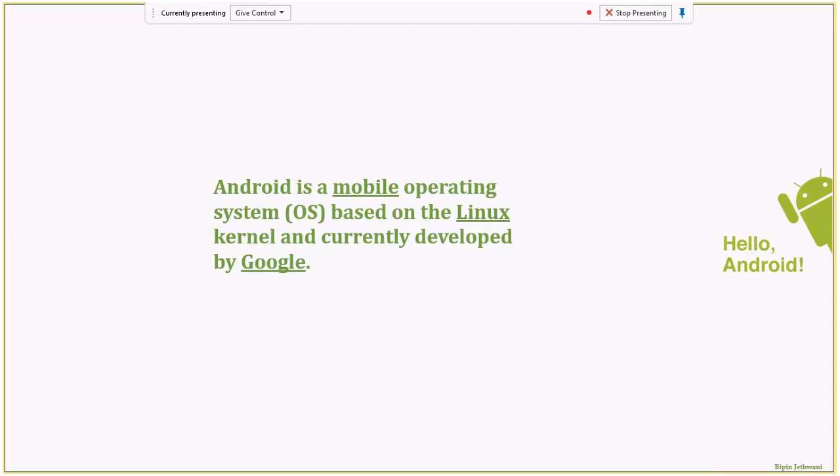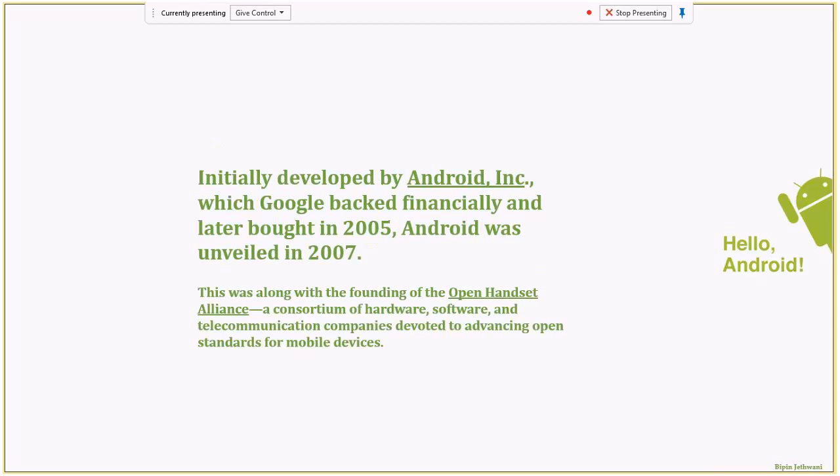So Android is kind of common knowledge. It's a mobile operating system based on the Linux kernel, currently being developed by Google. It has a slight history. It was initially built by a company called Android, which was financially backed by Google and later bought in 2005. Android was unveiled in 2007, and at the same time the Open Handset Alliance was developed. We'll talk more about this later in the presentation.